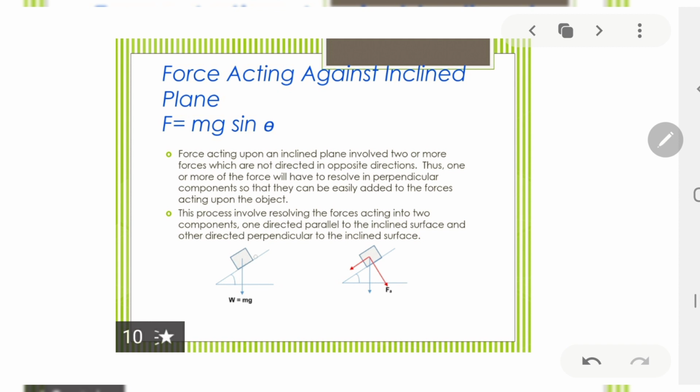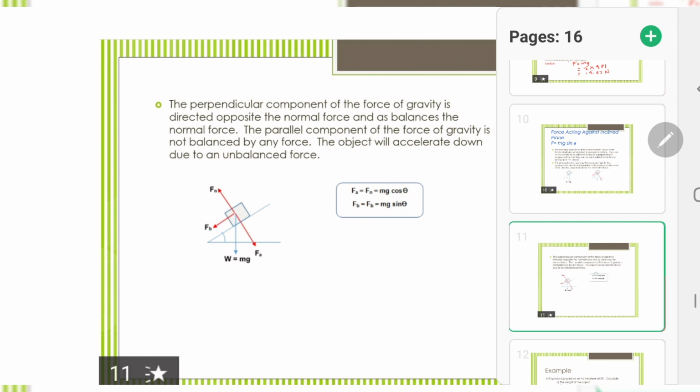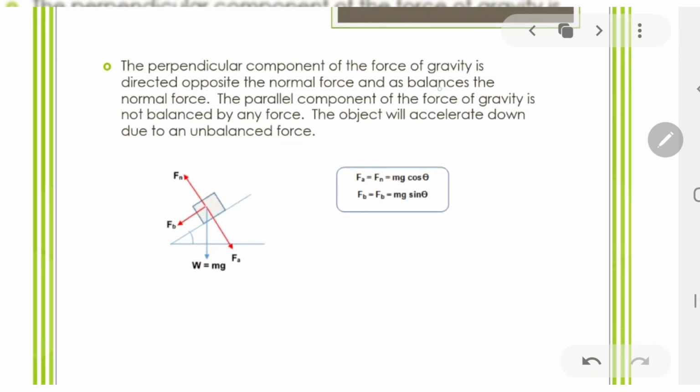Let's look at the next slide. Okay, for this one, you can imagine a box being moved along an inclined surface. The second situation, which involves the second formula, F equal to mg sin theta, is when an object is moved along an inclined surface, and the inclined surface makes an angle. So the parallel component of the force of gravity is not balanced by any force. So the object will accelerate down due to an unbalanced force.